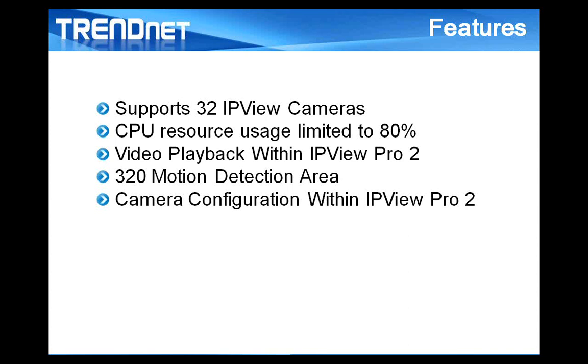Video playback now is within IPView Pro 2.0. We have an IP cam player now that is bundled with the utility. You can create 320 motion detection areas, similar to the 512WN camera-based motion detection. We'll show you that in the live demo. And of course, camera configuration within IPView Pro 2.0, whereas IPView Pro 1.0 would link you to the web interface. So now you can make changes directly within the software utility.